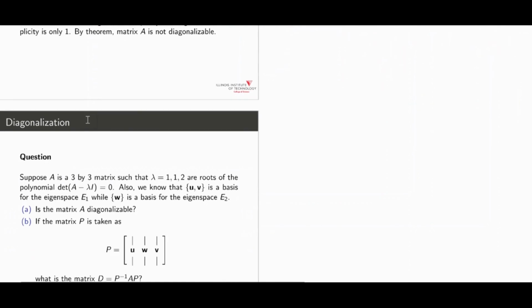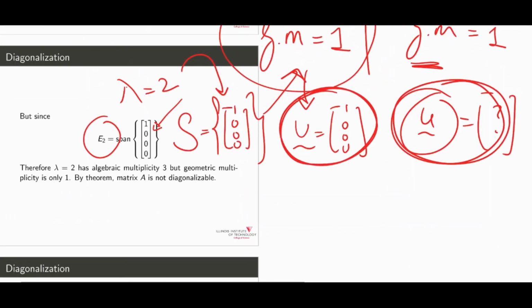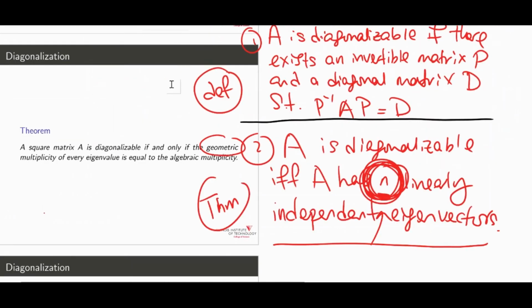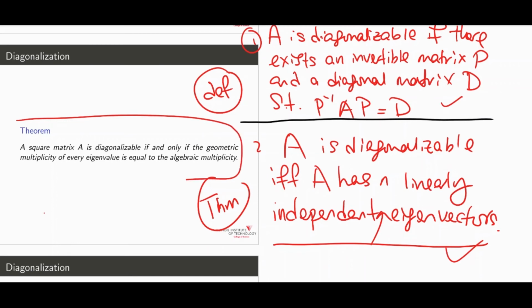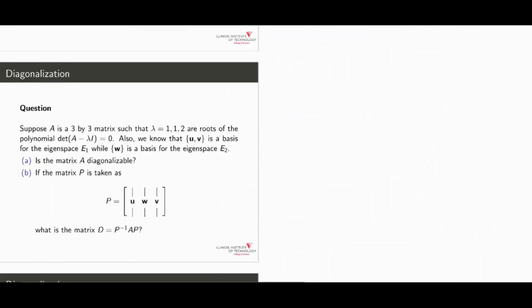All right, so what have we learned so far? We have learned the definition of a diagonalizable matrix. We have a criterion to determine whether a matrix is diagonalizable. It all depends on whether we have enough linearly independent eigenvectors, and that is also what this theorem is saying. I hope you follow what's going on, and now let's look at some questions.